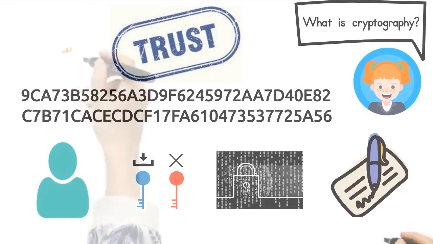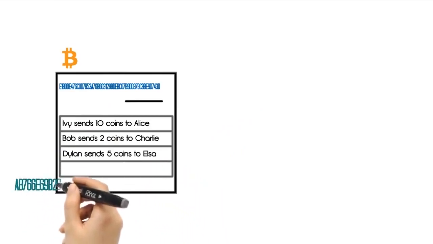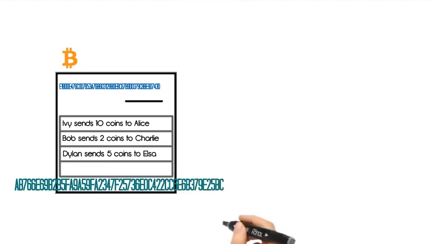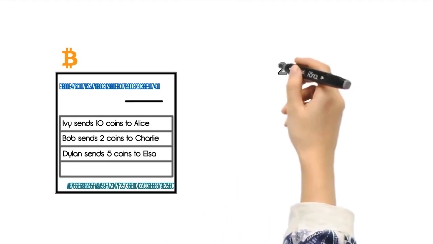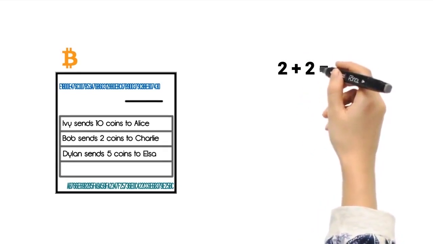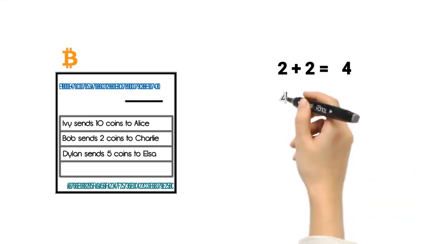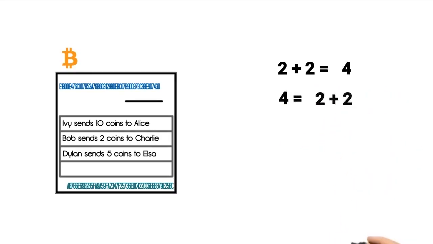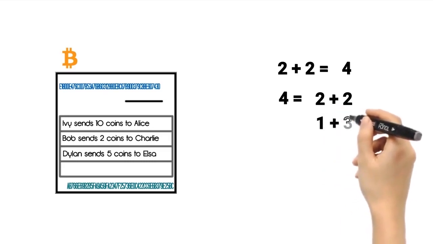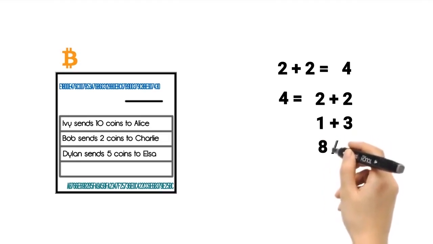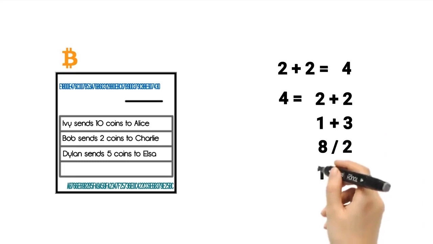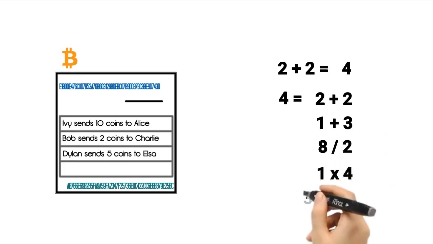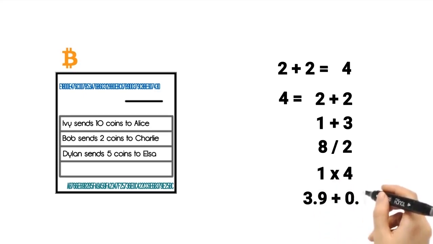Cryptography is also used in creating hashes that link blocks together, as discussed in the previous video. Imagine the process of producing a hash as an equation. If I ask you, what is the answer to 2 plus 2? You will tell me it is 4. Easy. When I give you 4 and ask you for the equation, and if you tell me it is 2 plus 2, it is not entirely true, as 1 plus 3 equals 4 as well. So are 8 divided by 2, 1 times 4, 3.9 plus 0.1, and the possibilities go on and on. You get the idea. It is almost impossible to reverse the hash, unlink the blocks, and make changes.